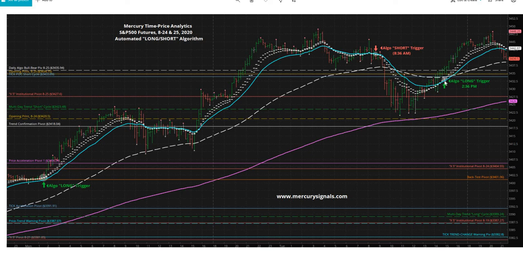Now, the algo flipped long. What time was that? A little bit before 3. And we did not take that long. There was too much risk. The risk reward entering this was poor. And by the way, getting these flips long late in the day, those are a warning sign too.